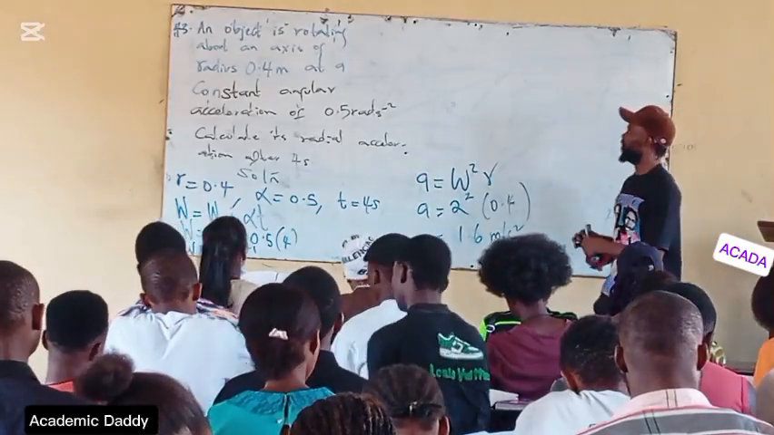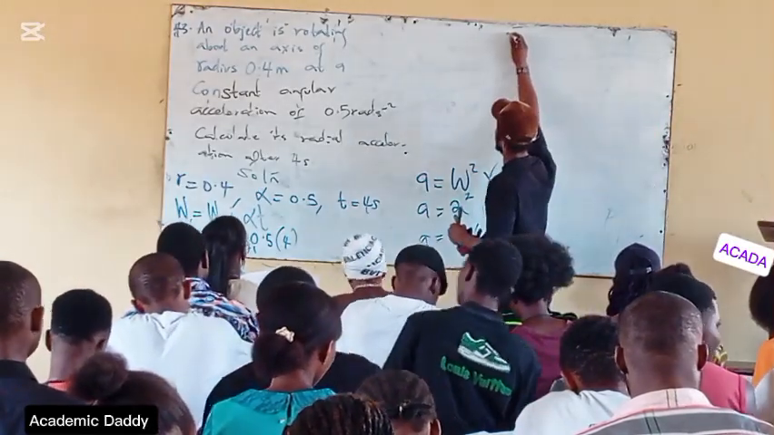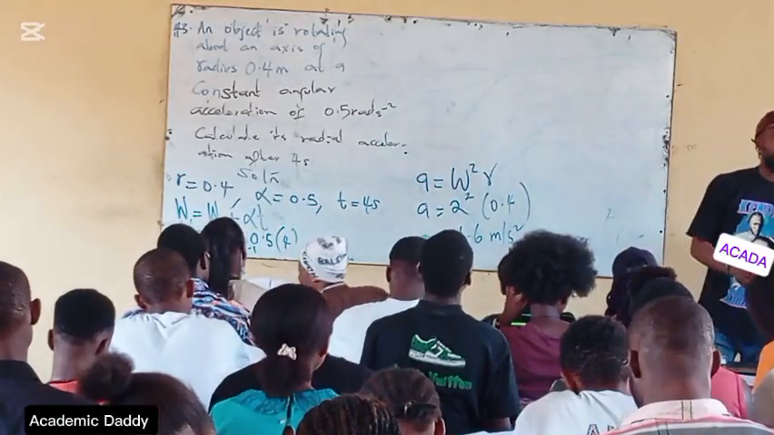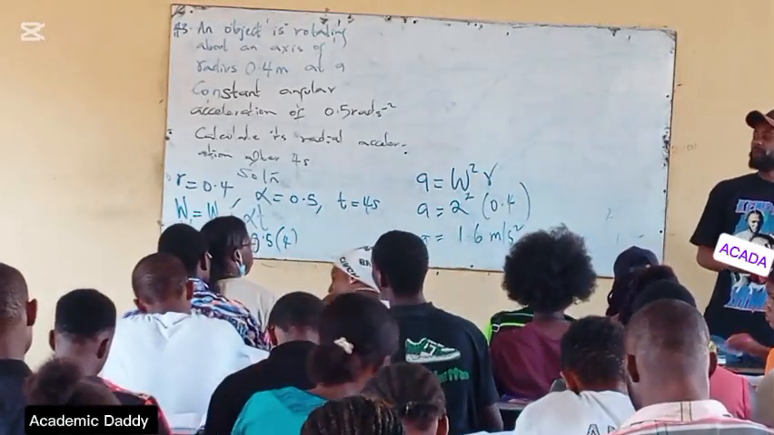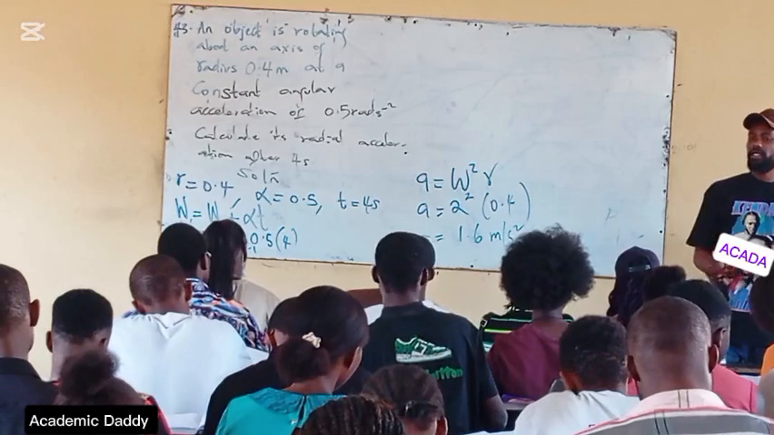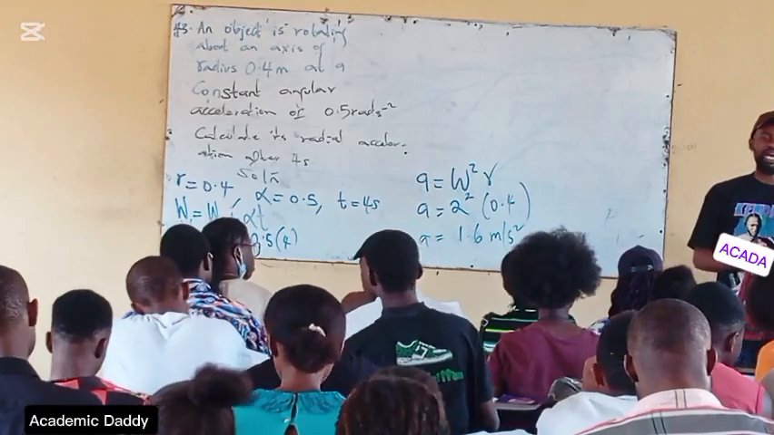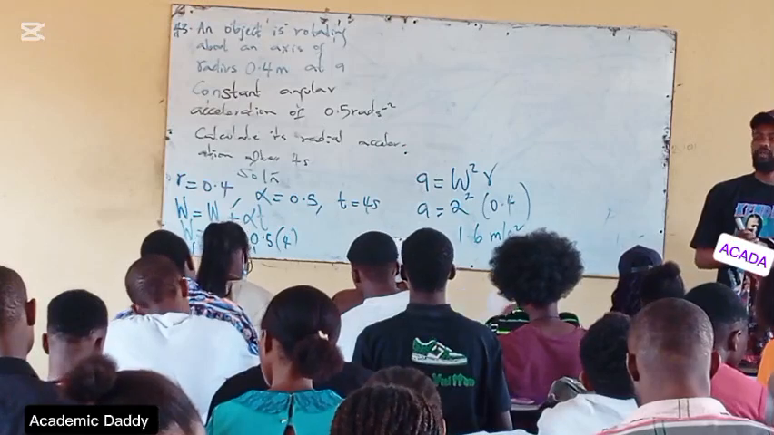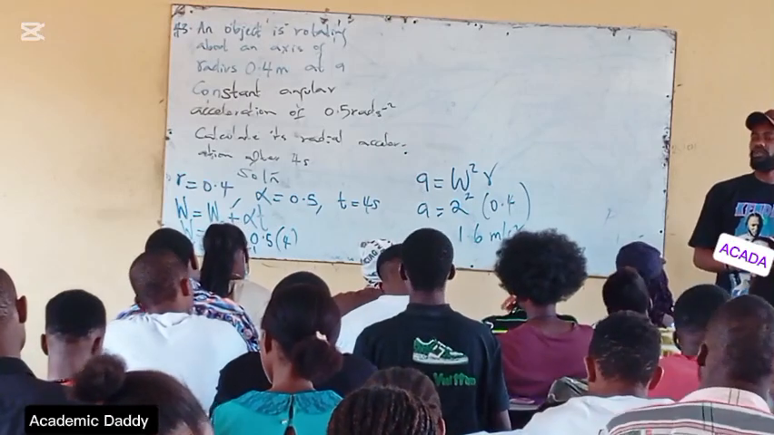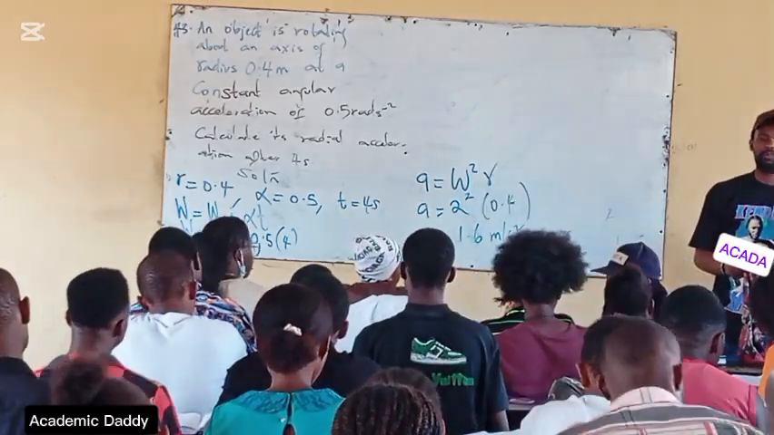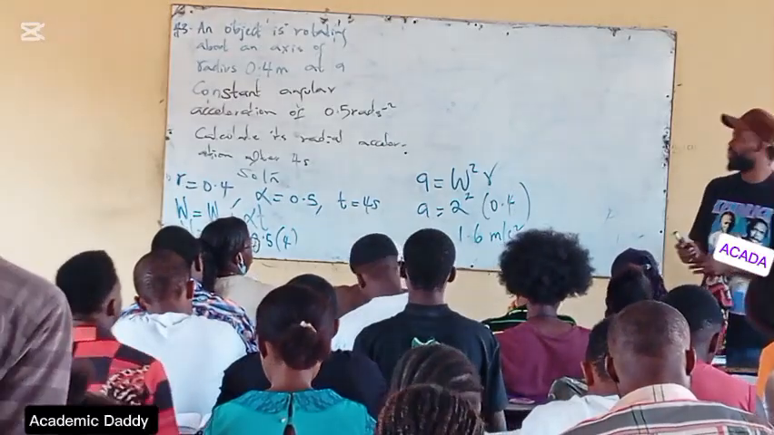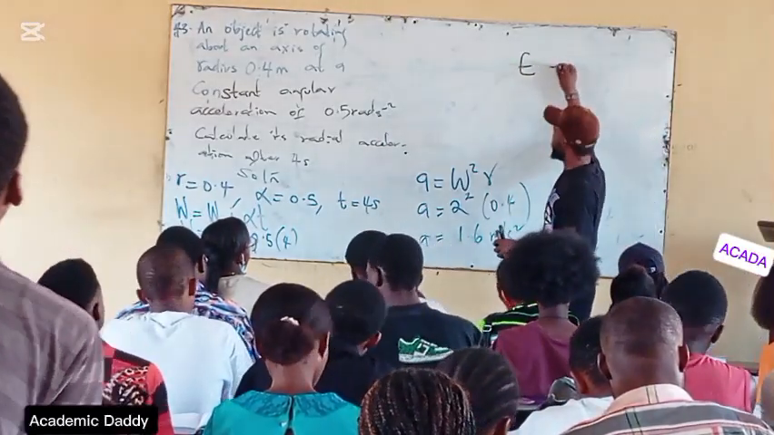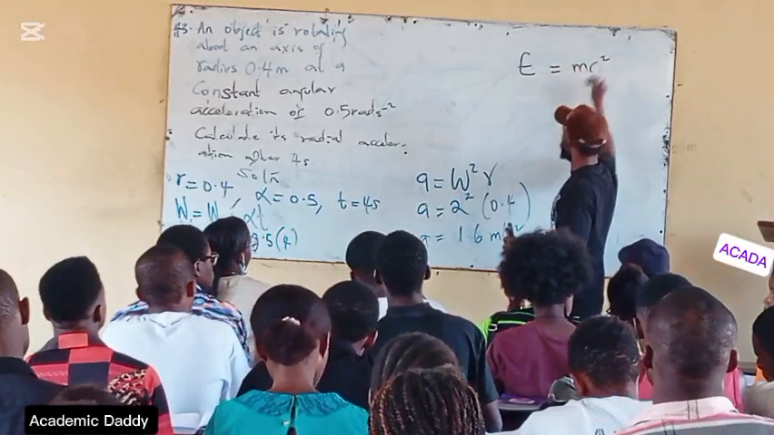Number 44. What is rest energy? Please, Uba. Yes, the energy a body possesses due to its mass. I wouldn't like to call it potential energy. It's not potential energy. When you advance in modern physics, this rest energy is simply given by E equals mc squared.